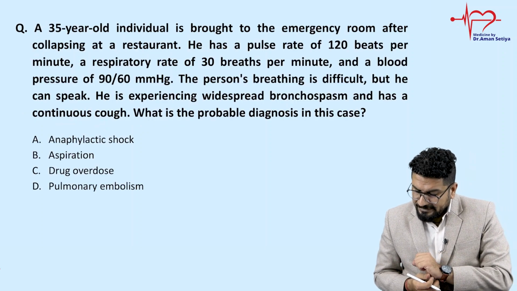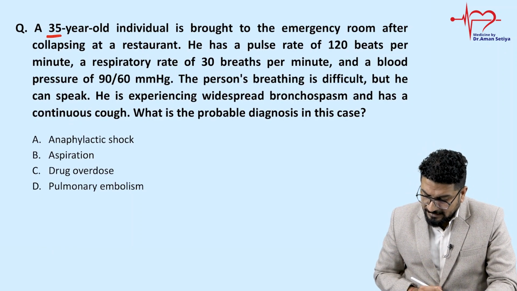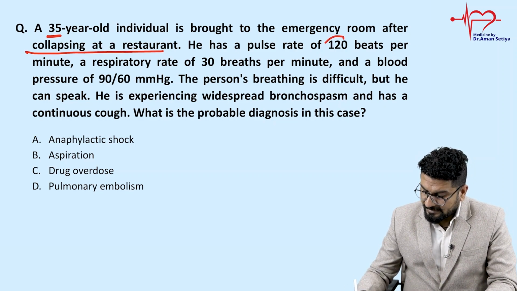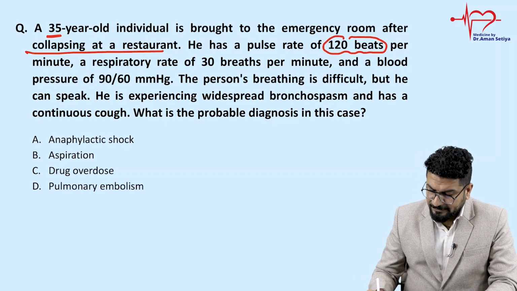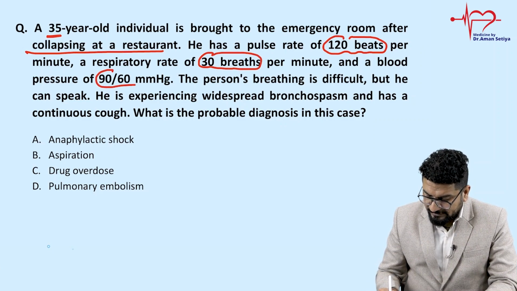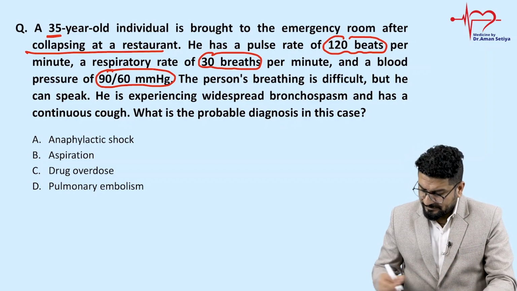A 35-year-old individual is brought to the emergency room. So first hint in the MCQ is the age itself. After collapsing at a restaurant, he has pulse rate of 120, means tachycardia, respiratory rate of 30, means tachypnea, and a BP of 90/60, means hypotension. So you can clearly see the patient is having tachycardia, tachypnea, and hypotension. So patient is in shock.